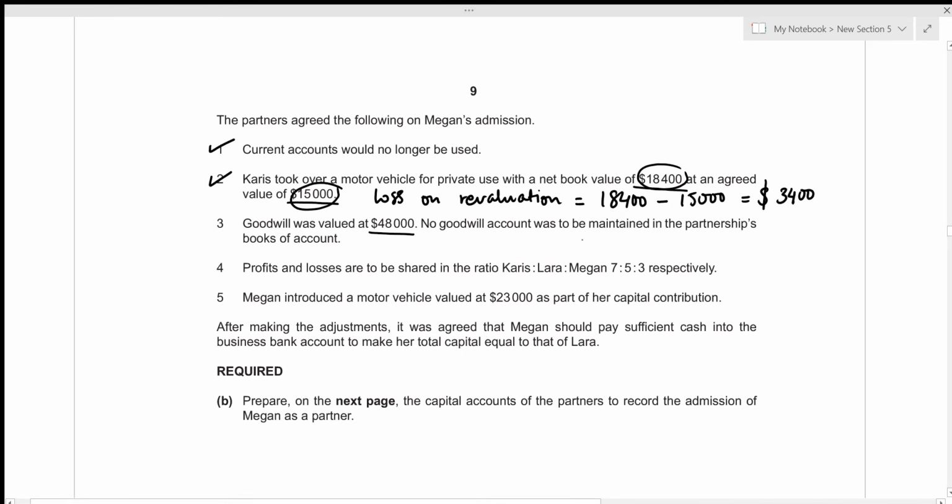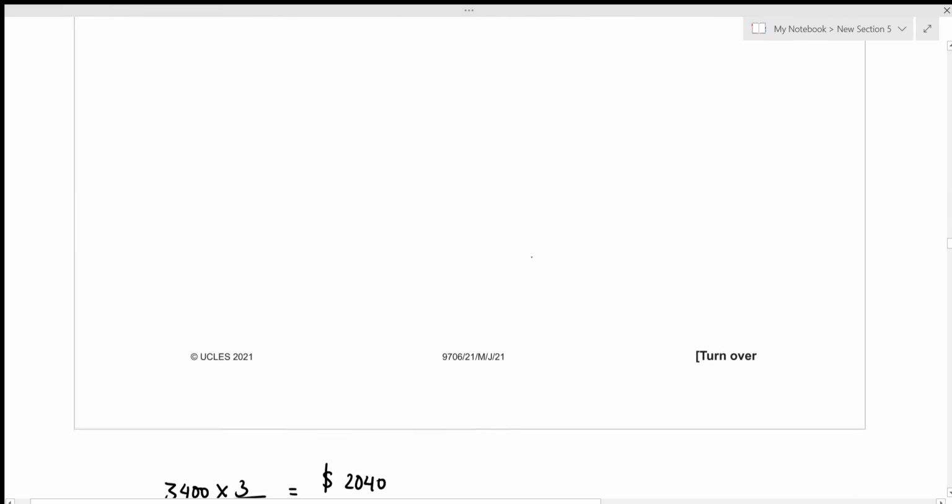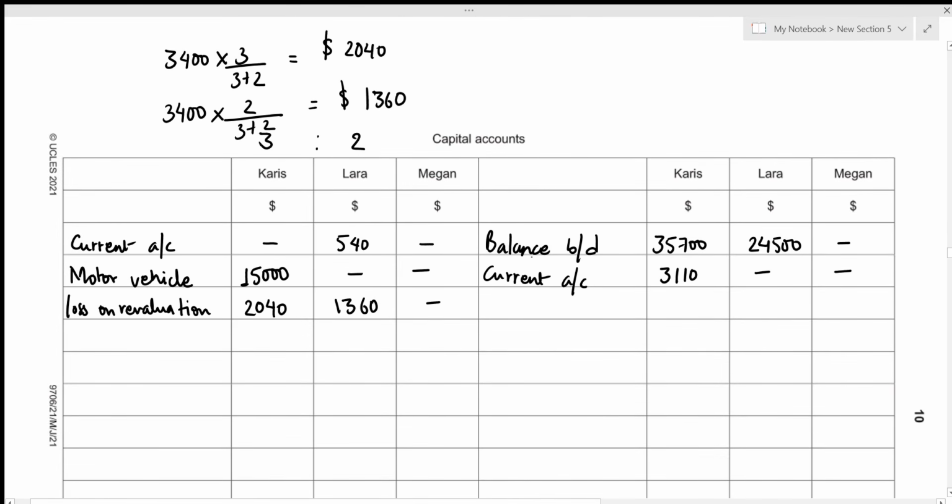No goodwill account was to be maintained in the partnership books of accounts. So we need to now record the old goodwill amounts and the new goodwill amounts based on the old profit sharing ratio and the new profit sharing ratio. Let's do the first one for the old goodwill. So old goodwill is always recorded on the credit side. Let's do that first.